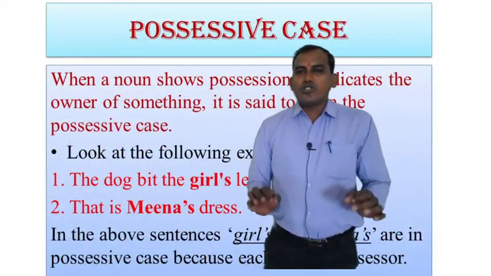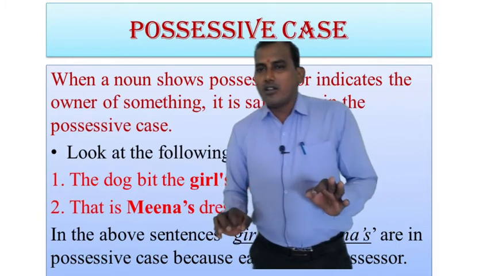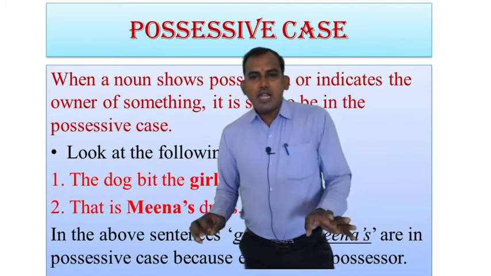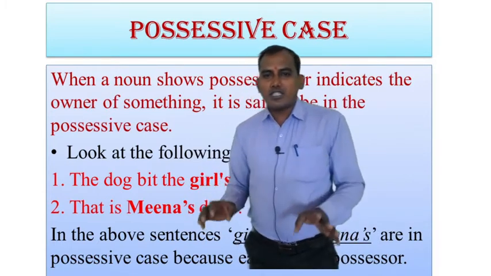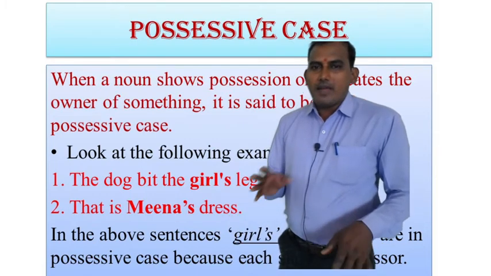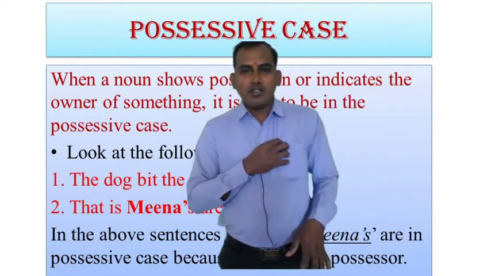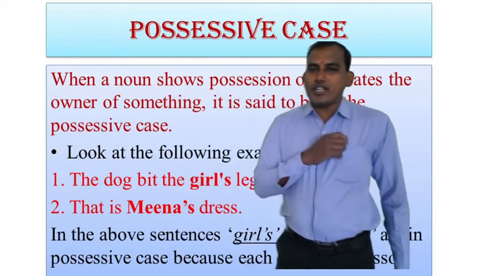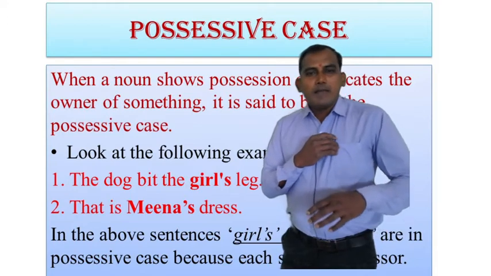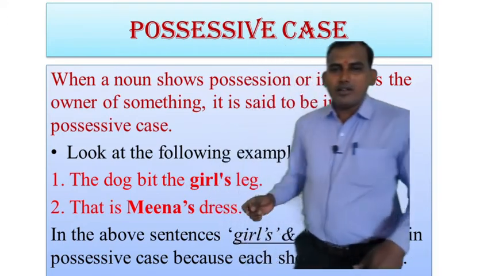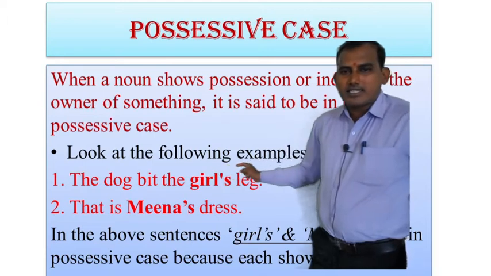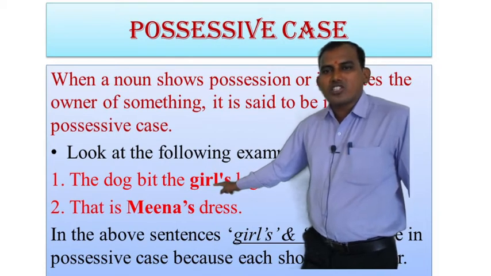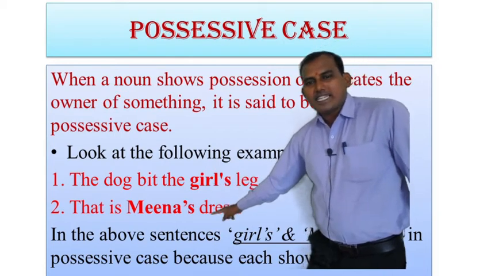Next, possessive case. When a noun shows possession or indicates the owner of something, that noun is said to be in possessive case. If I am showing my possession, it's my pen, then that noun is in possessive case. For an example, the dog bit the girl's leg. Whose leg? Girl's leg. So possession.